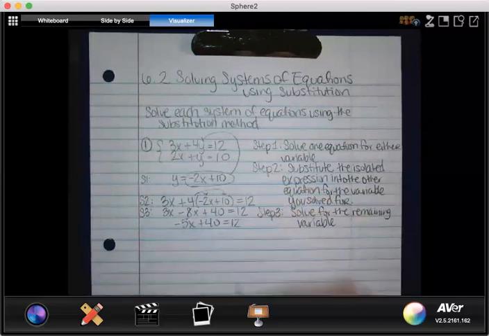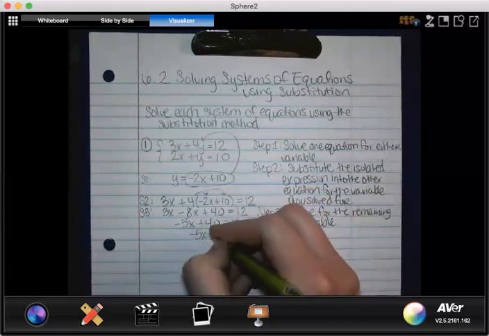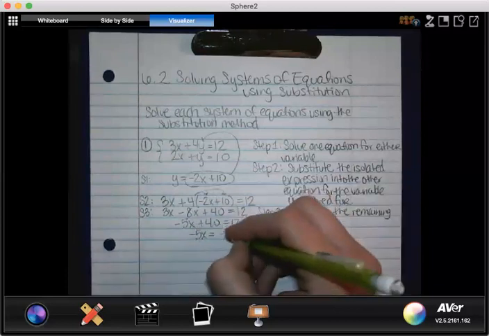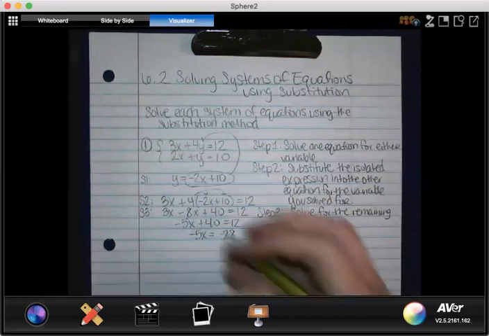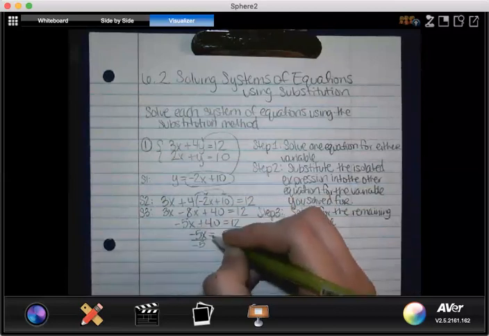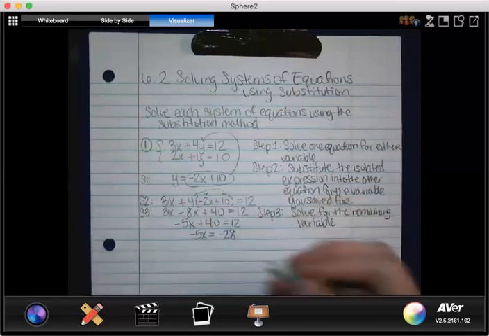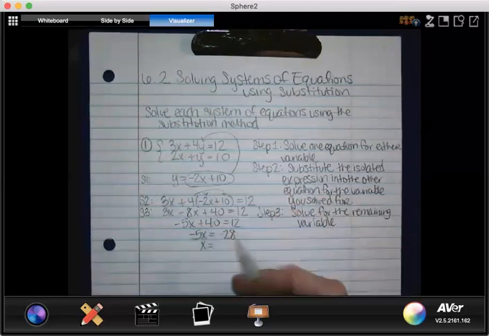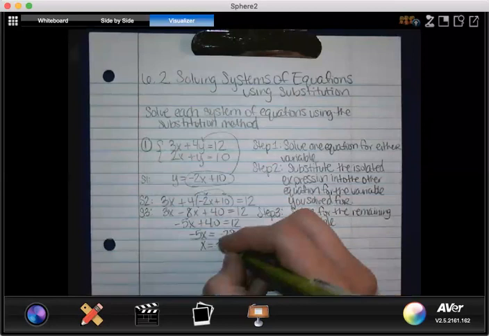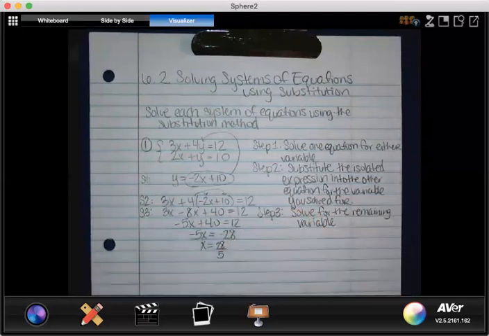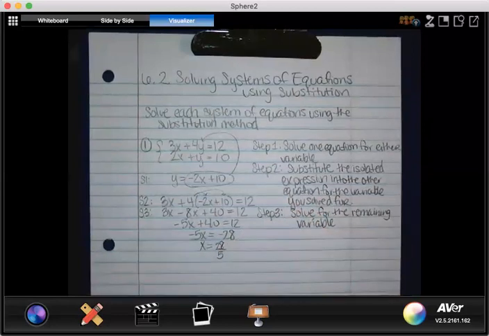Subtract 40. We get negative 28. And divide by negative 5. I don't really need to write that. I said it, but I don't need to really write it. So therefore we get x equals, now a negative divided by a negative is a positive, and 28/5 doesn't simplify. So my x is 28/5. Okay, you will get some fractions in these problems, so do not be afraid of them. All right, that is step 3.